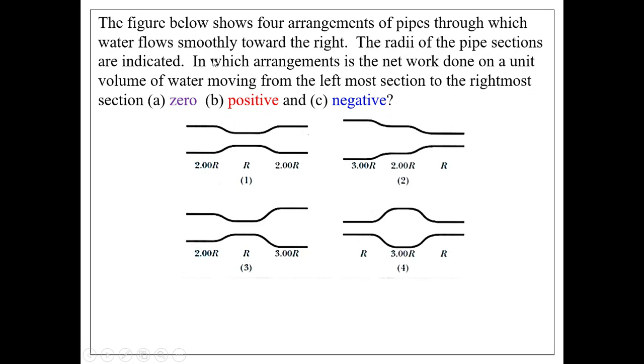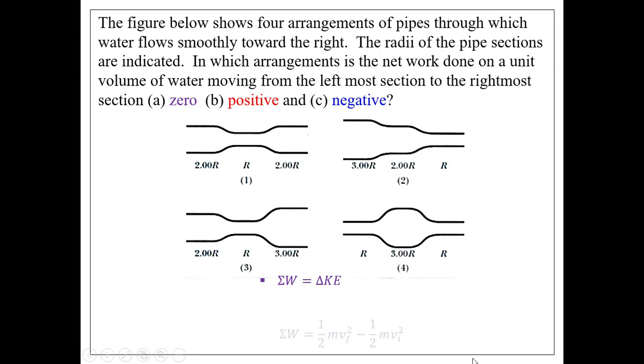And it says, in which arrangement is the net work done on a unit of volume of water moving from left to right zero, positive, and negative. So essentially, I think the easiest way to attack this is just to know that the net work is the change in kinetic energy, or the work kinetic energy theorem here. I'm going to apply this because I know that as the volume of water moves through these section pipes, it speeds up or slows down based on the cross section.